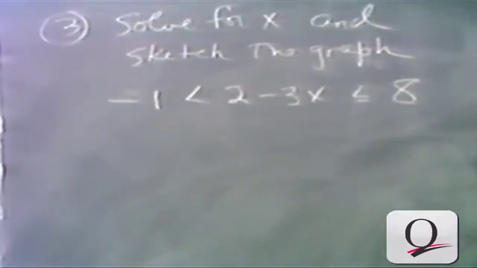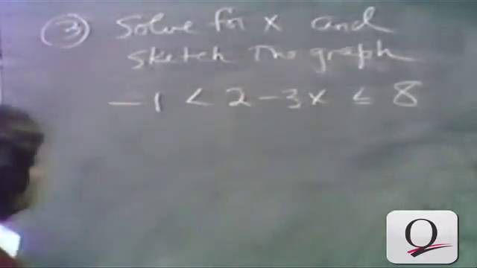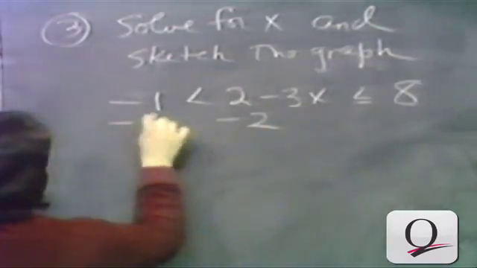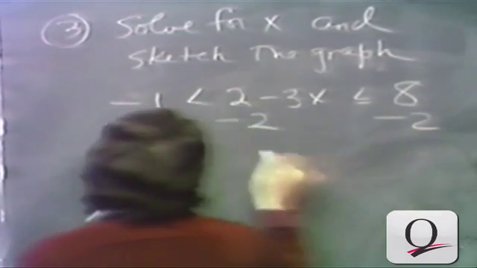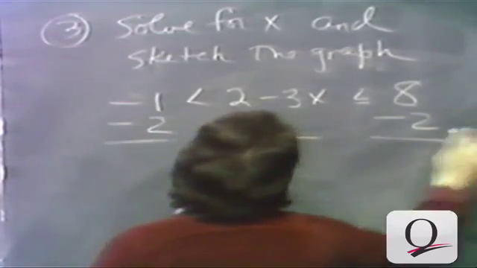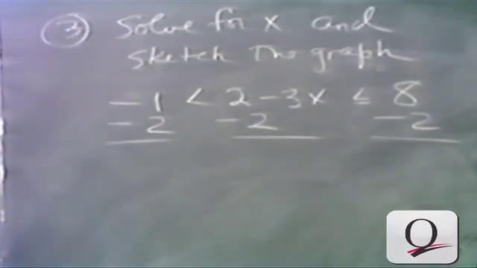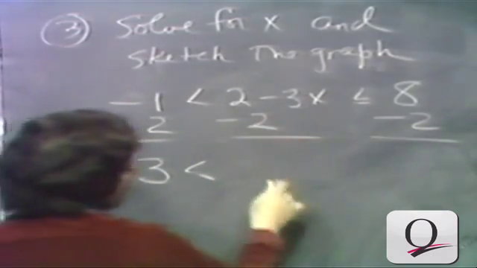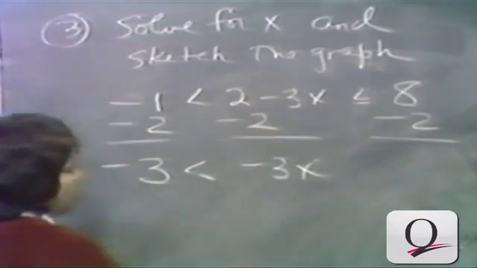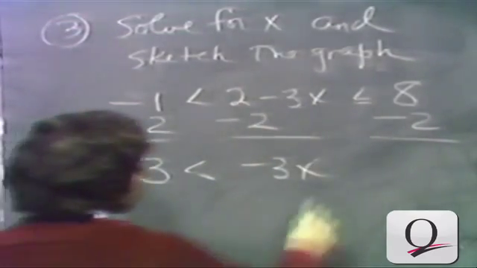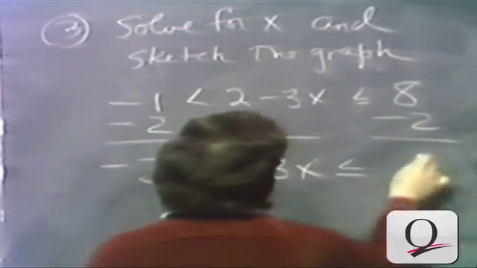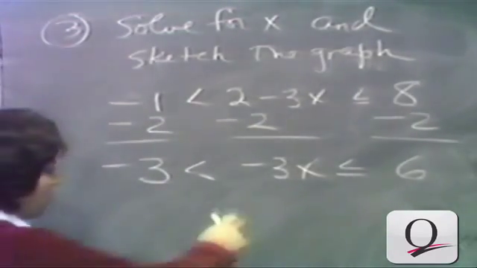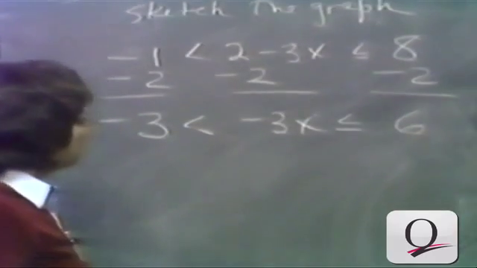If that's our goal, in this case we start by subtracting 2 from all parts of the inequality. Minus 1 minus 2 gives us minus 3, less than, here we're left with just minus 3x, the 2's cancel, less than or equal to 8 minus 2, that gives us 6.